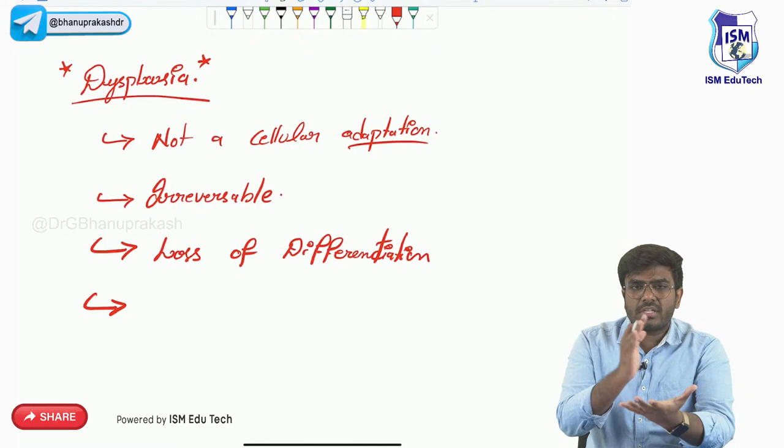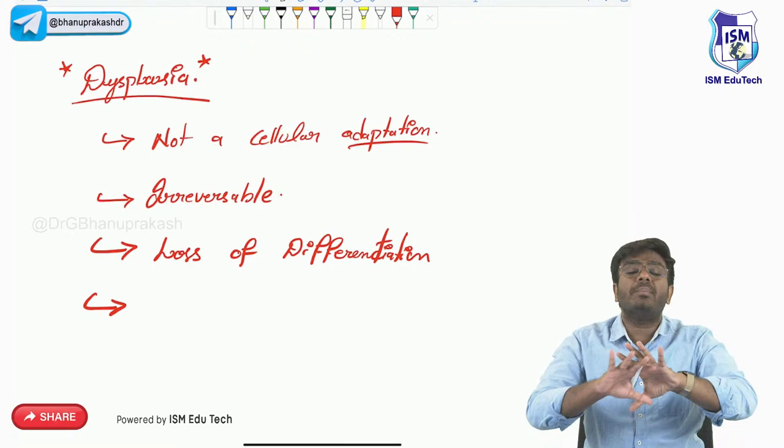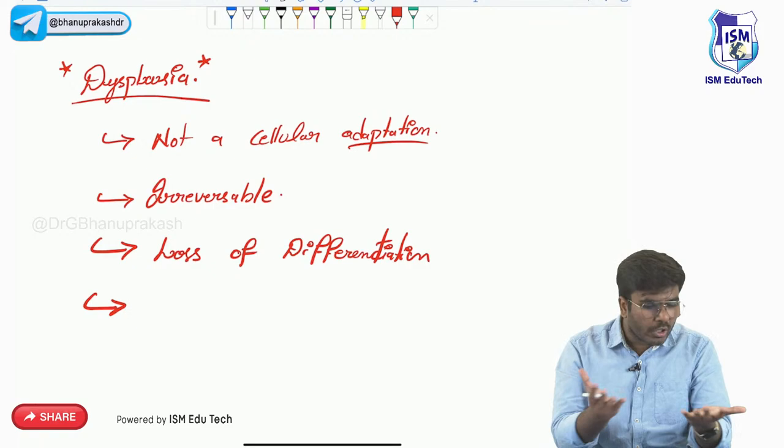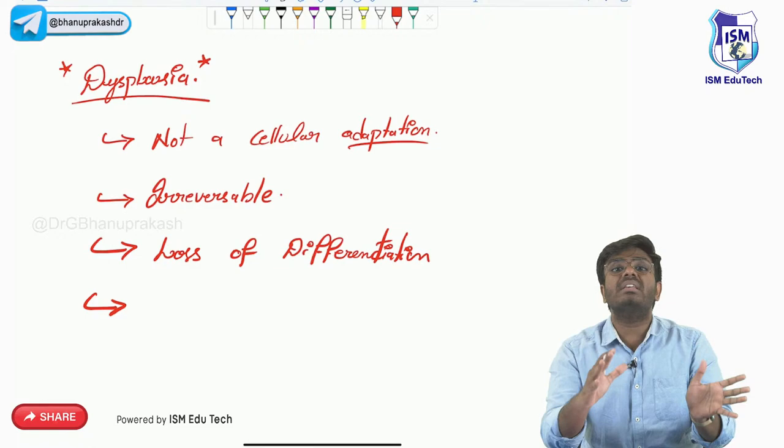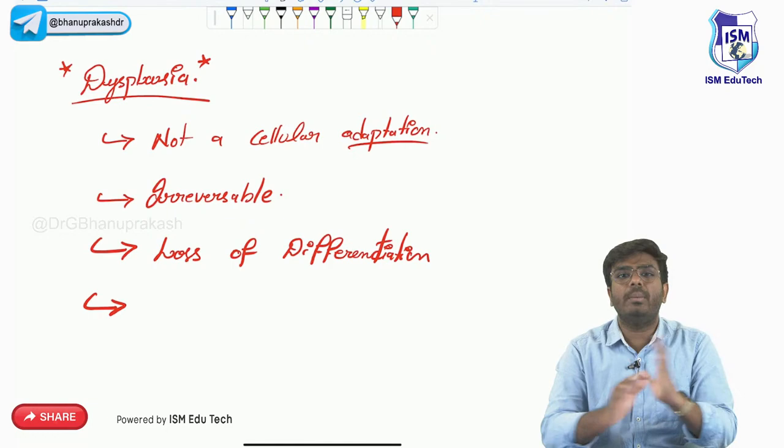So the cell is now totally turning into dysplasia. It is not an adaptation. Something has gone terribly wrong. That cell has become crazy, and you can no longer find out what the cell is. Now cells are at risk of turning into cancer, because this change is irreversible. The cell is absolutely mad and will turn into cancer. So dysplasia is a pre-cancerous stage.